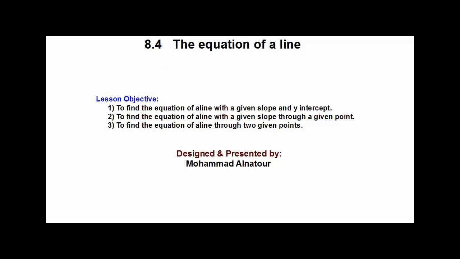Welcome back with a new lesson, 8.4, the equation of a line. We have three objectives for this lesson. The first one is to find the equation of a line with a given slope and y-intercept. The second objective is to find the equation of a line with a given slope through a given point. And the last objective is to find the equation of a line through two given points. Let us go through this lesson.